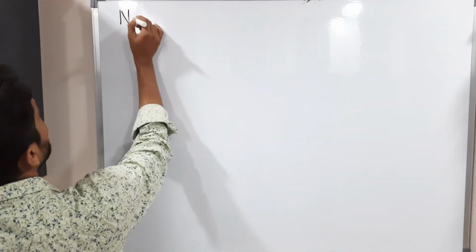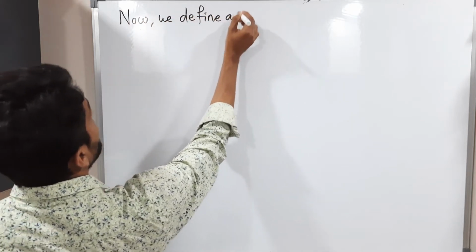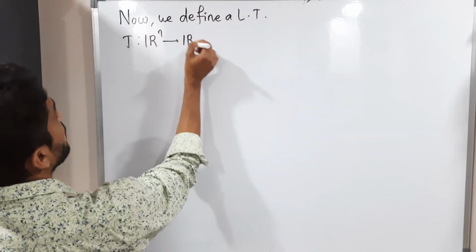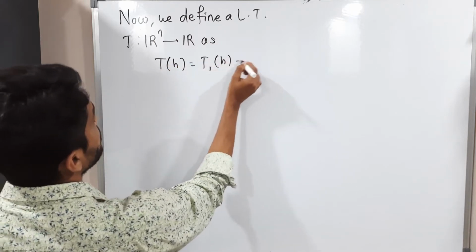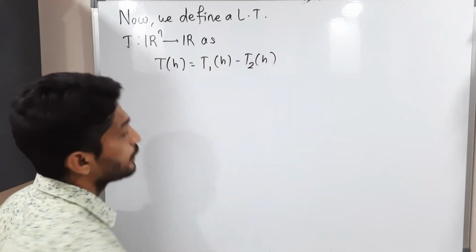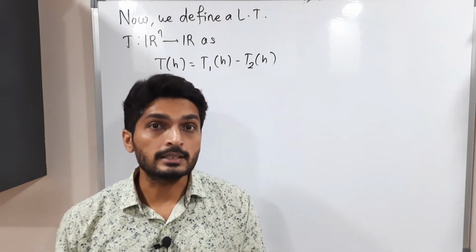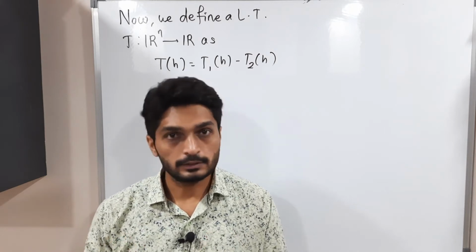So now with the help of linear transformations T1 and T2, we are going to define a new linear transformation T. So now we define a linear transformation T from Rn to R as T of h is equal to T1 of h minus T2 of h. We are going to prove this T is nothing but the required total derivative of f minus g. So let us start to prove it.